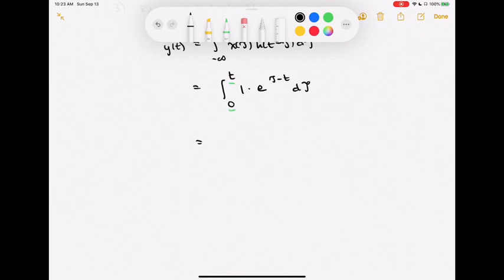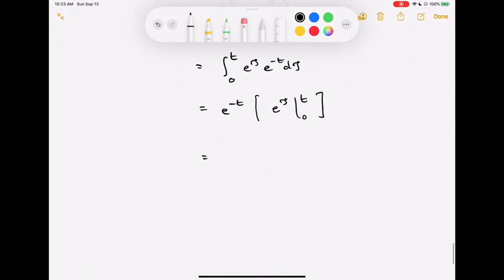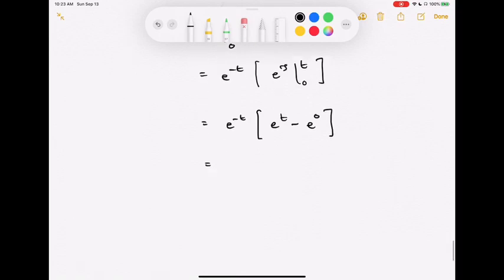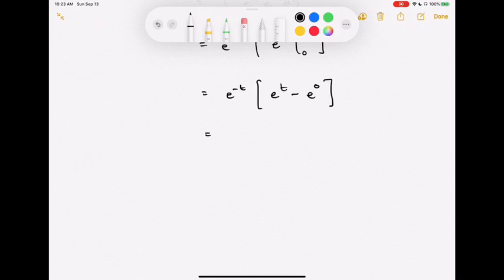If we go ahead and do this, I can do this as an integral from 0 to t of e to the tau, e to the minus t, d tau. Pull out the e to the minus t, and I have an integral of e to the tau, which is just e to the tau, evaluated on the limits 0 to t. If I continue on that, I get e to the minus t times e to the t minus e to the 0, right? And if I multiply those out, like bases, the exponents add, so I'm going to get e to the minus t plus t. That's just e to the 0 minus e to the minus t plus 0, which is just e to the minus t, which ends up giving me 1 minus e to the minus t.